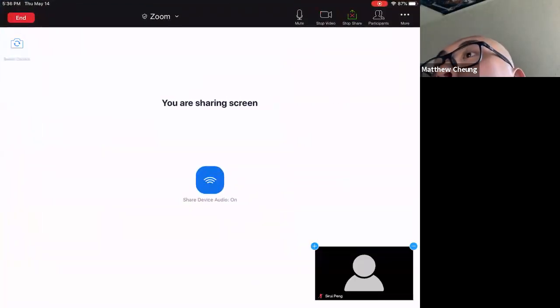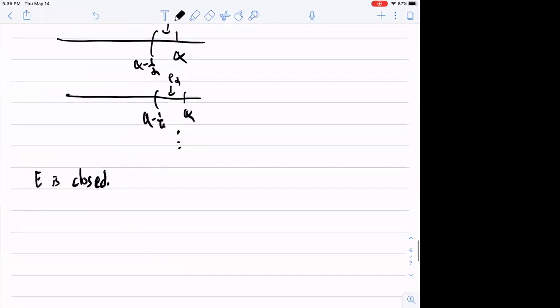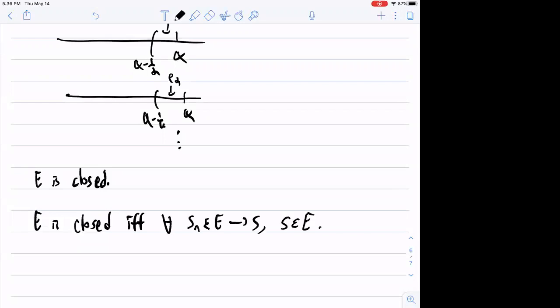A convergent sequence in E means the terms are in E. If you have a sequence in E that converges to something, you contain that. So closeness just means you contain all your limit points pretty much. So let me write: E is closed if and only if, for all sequences Sn in E going to S, S is in E. Yeah, that's what it means. You contain all your limits.